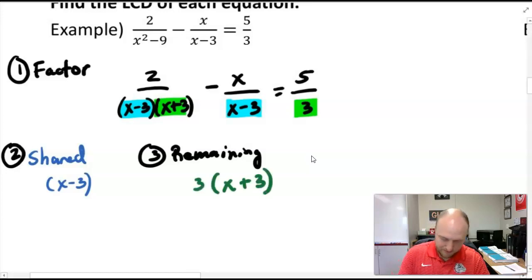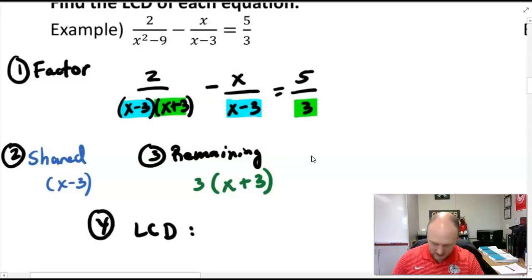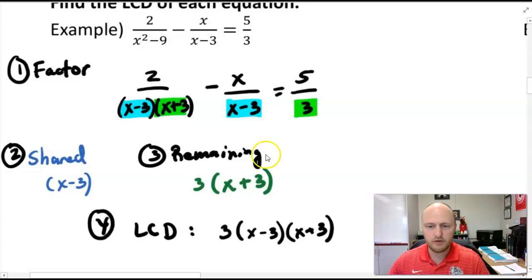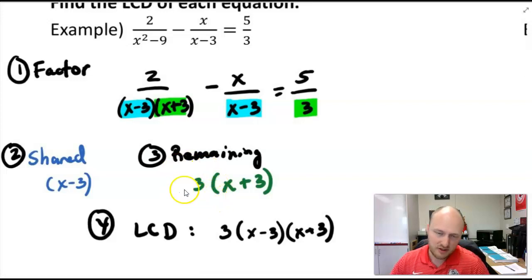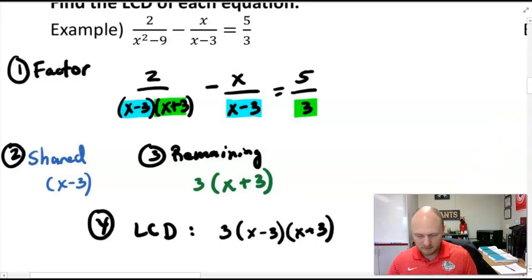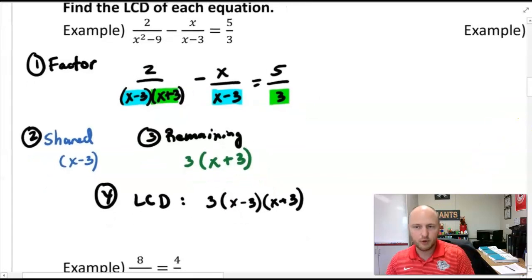Step 4, your lowest common denominator for this example is 3 times (x minus 3) times (x plus 3). How we order these down here doesn't matter. Generally, you put the monomials, terms that are just by themselves like the 3 or a 3x, in front. There's your lowest common denominator. Pretty simple, right?